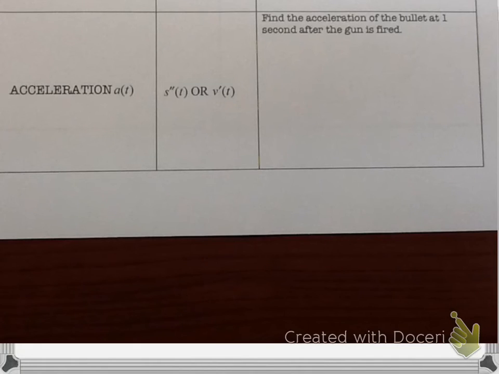Okay, last piece of the puzzle is acceleration. So you notice 2 tick marks here, which means the second derivative. So acceleration is going to be the second derivative, velocity is going to be the first derivative. So big concept there. Find the acceleration of this bullet 1 second after the gun is fired.